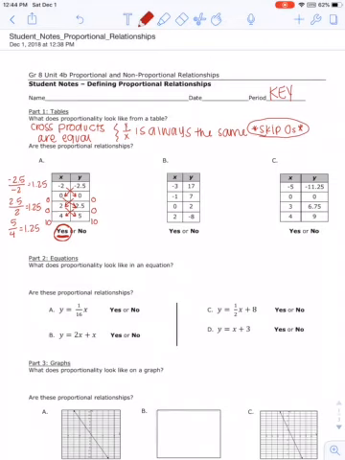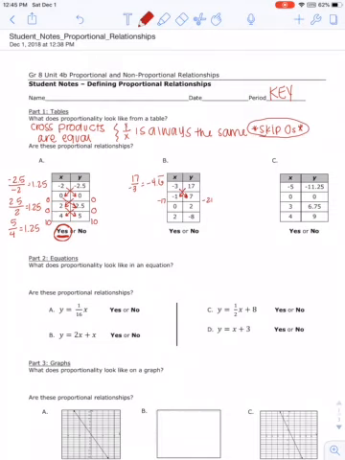Now let's look at B. We're going to start with our cross products test. So if I do 17 times negative 1, I get negative 17. And then negative 3 times 7, I get negative 21. Those cross products are not the same. So let's try our y over x test and see, maybe that's just a fluke with cross products. So if I do 17 over negative 3, I get negative 4.6 repeating.